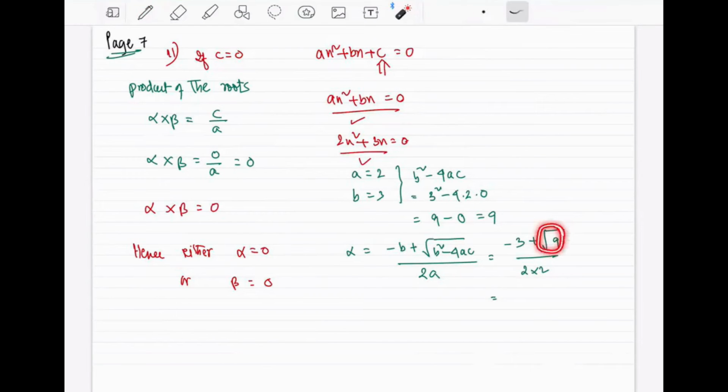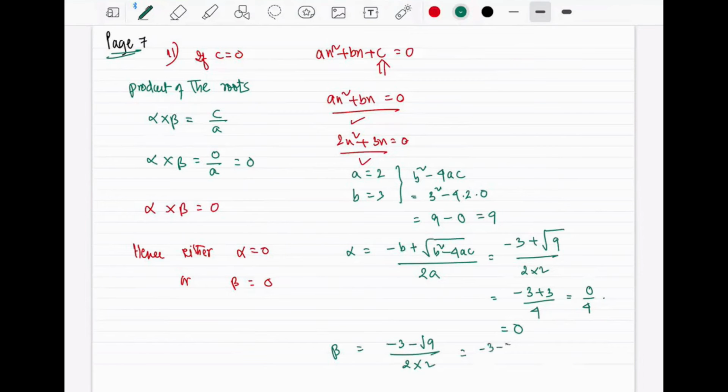So here look, root over 9 is 3, right? Minus 3 plus 3 divided by 2 into 2. Look, the numerator is minus 3 and plus 3. If you add minus 3 and 3, we are going to obtain 0. So 0 by 4, how much is this? 0. If you calculate the beta, nothing is changed except for this plus sign right here. The plus sign will be minus. So we are going to get minus 3 minus root 9 by 2 into 2. We are getting minus 3 minus 3 by 4, which will be minus 6 by 4. You can cancel it further. 2 3s are 6, 2 2s are 4. So we get minus 3 by 2.